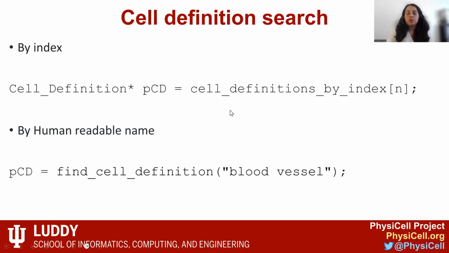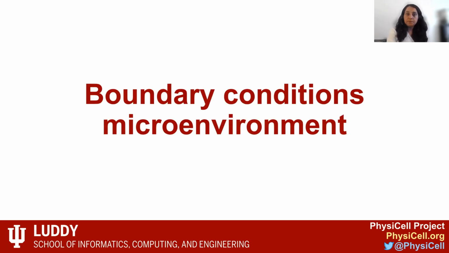But if you don't want to check which index it is, you can still search it by human readable name. So for example, if I want to access the cell definition of blood vessel, you can give the blood vessel and find cell definition. This function can be really helpful to search for that particular cell definition, and it will return it, again as a pointer, and then you can use this to modify it, or you just query what are the different values of the cell definition. Okay, so these were the cells.